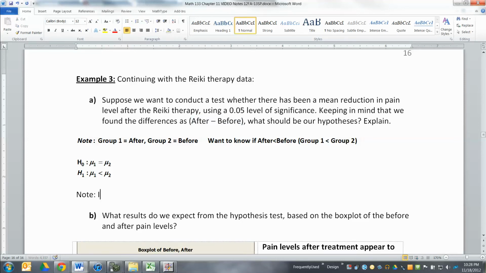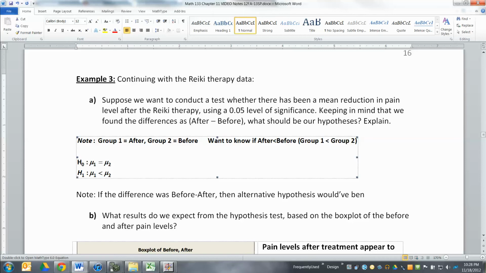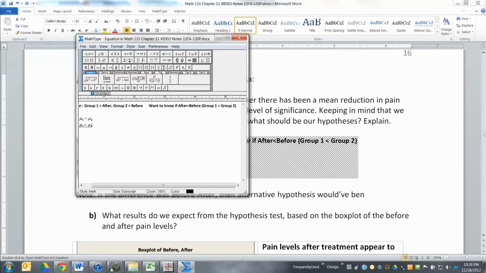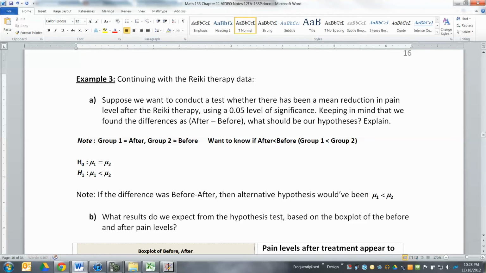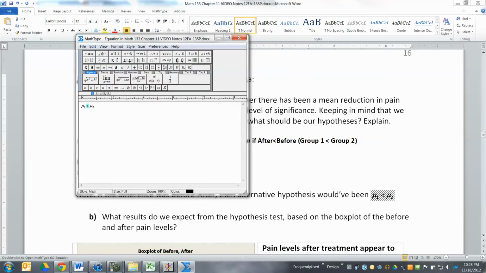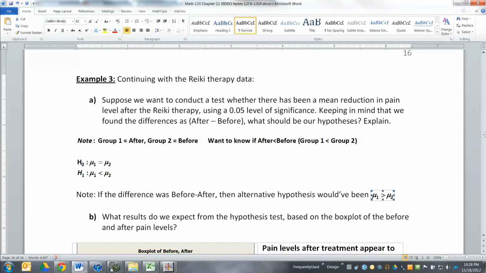Note, if the difference was before minus after, then the alternative hypothesis would have been, oh, let me just copy and paste this in. Okay, that's another little note for us.